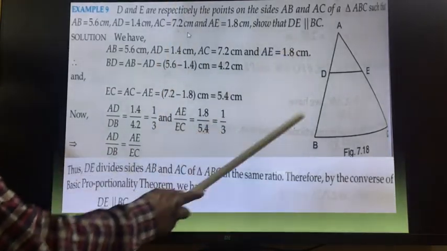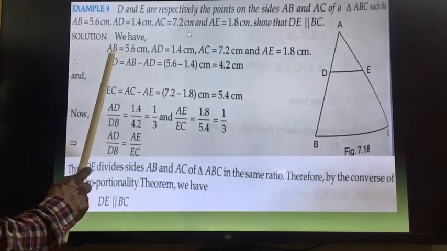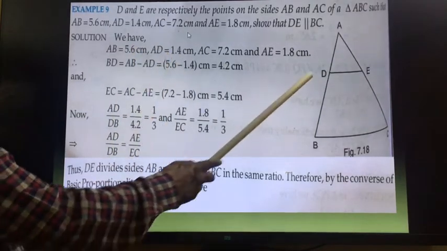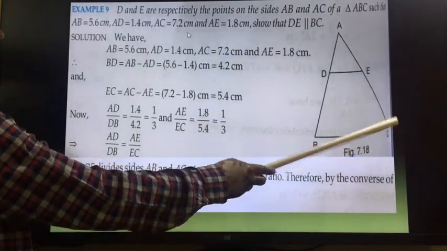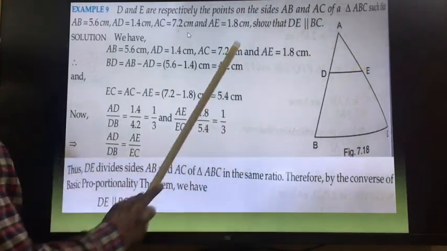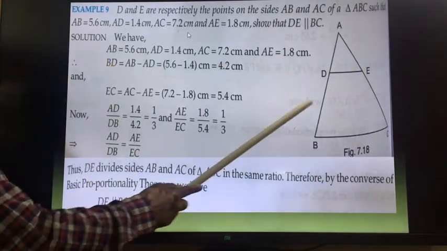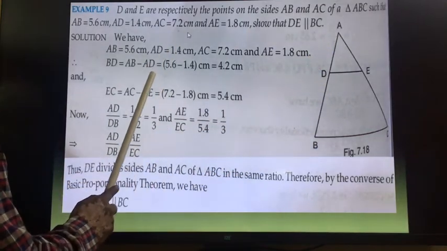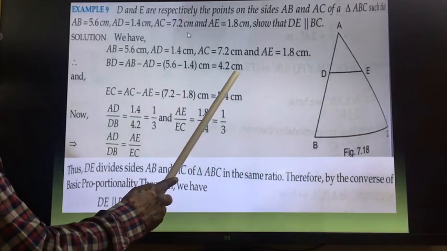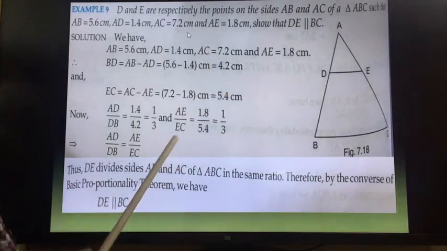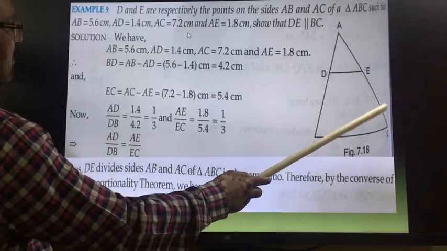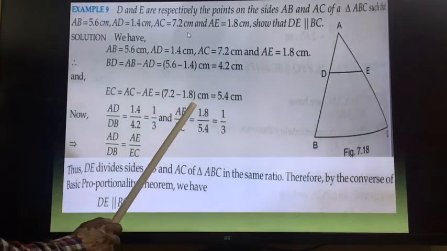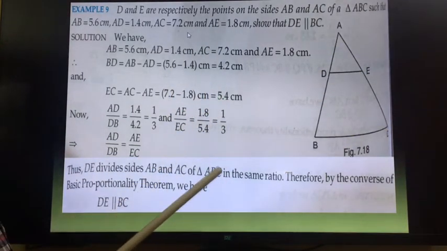So in this case, we will find out. AB is given, we will write 5.6, AD 1.4, AC 7.2, AE 1.8. So now we can find BD. BD is equal to AB minus AD. So we will get 5.6 minus 1.4, which is equal to 4.2. Similarly, we can find EC. It is equal to AC minus AE. So 7.2 minus 1.8 is equal to 5.4.